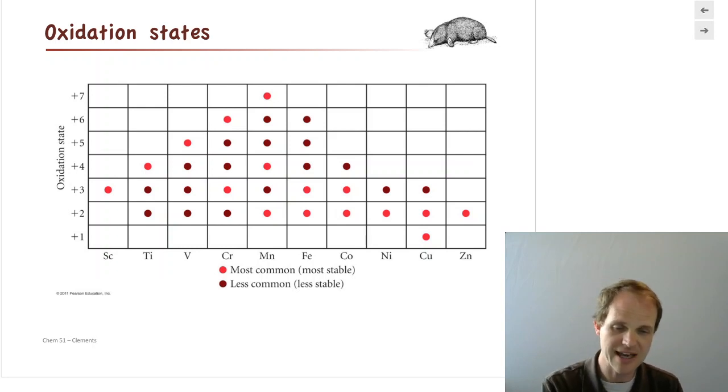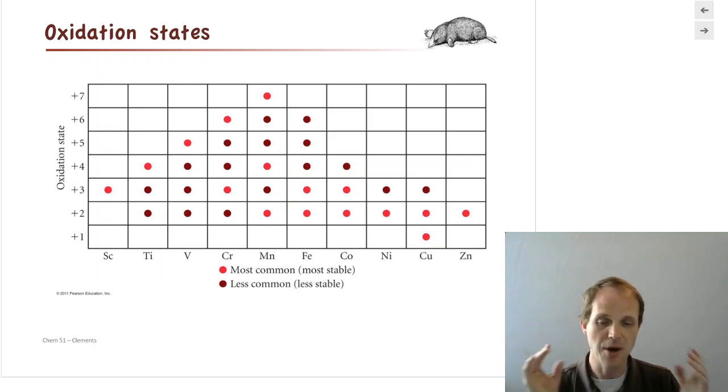But as soon as you hit that halfway point on the periodic table and you get down to iron, boom, you don't see iron 8+.